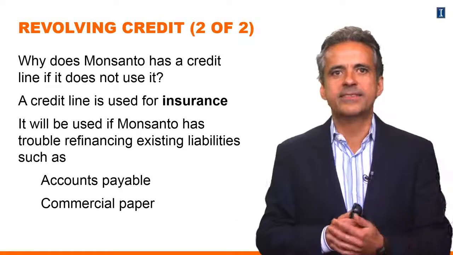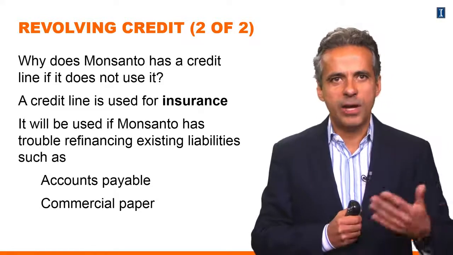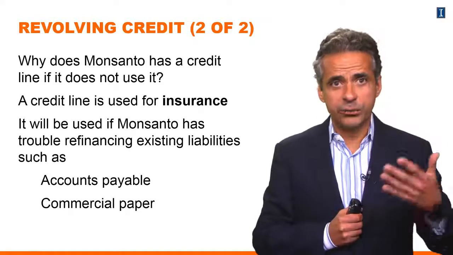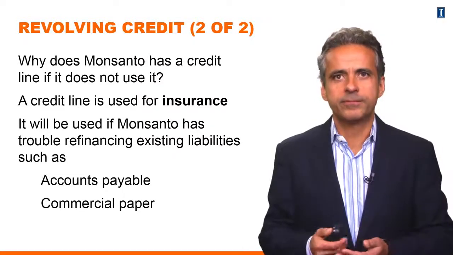What you see in the data is that companies like Monsanto that have a high credit rating are going to have undrawn credit lines that they use for insurance purposes.